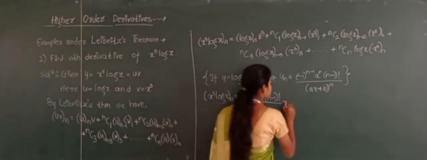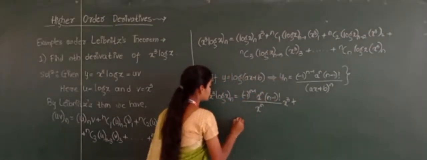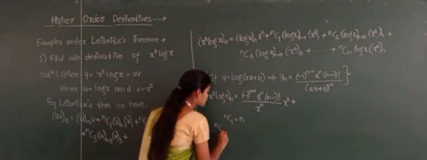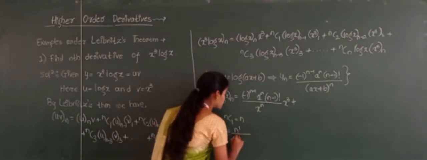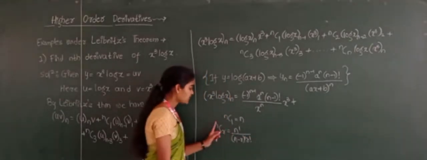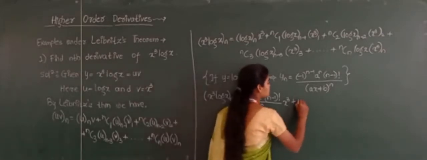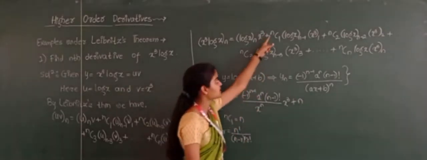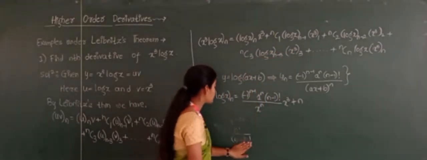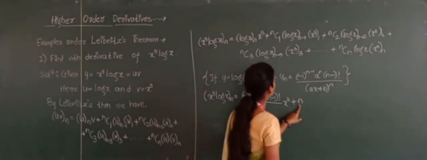Now x cube as it is, plus next, see here nC1 value, that is equal to n. Already we have proved, because the nCr value we write as n factorial divided by n minus r factorial into r factorial. By this, if you substitute r equal to 1, we get nC1 value as n. So directly I am writing this nC1, nC2 and all other terms. You should get those values by using this nCr formula.